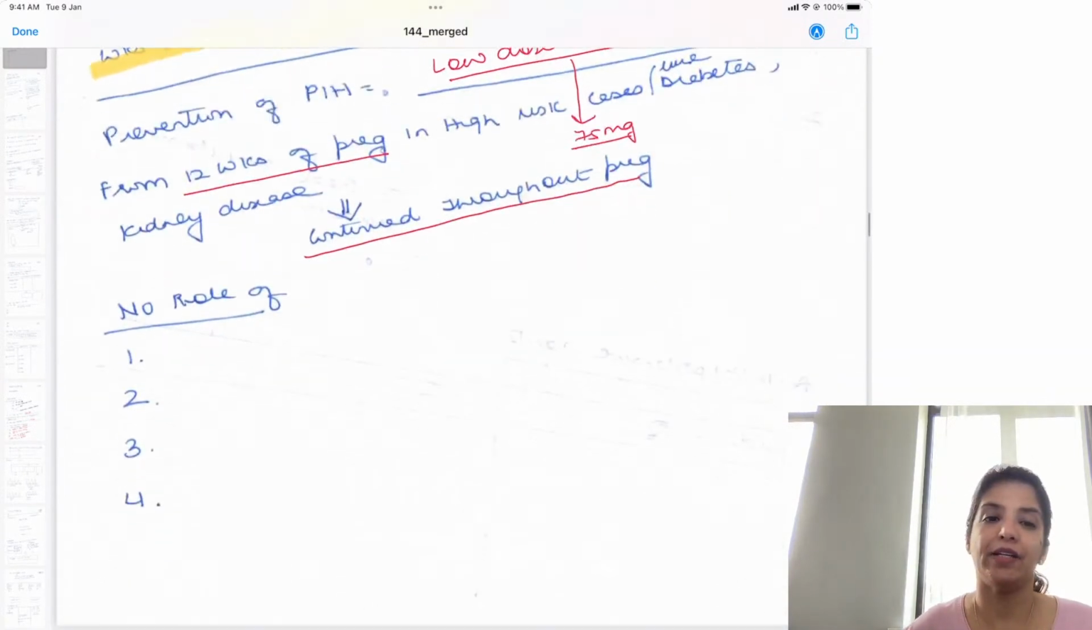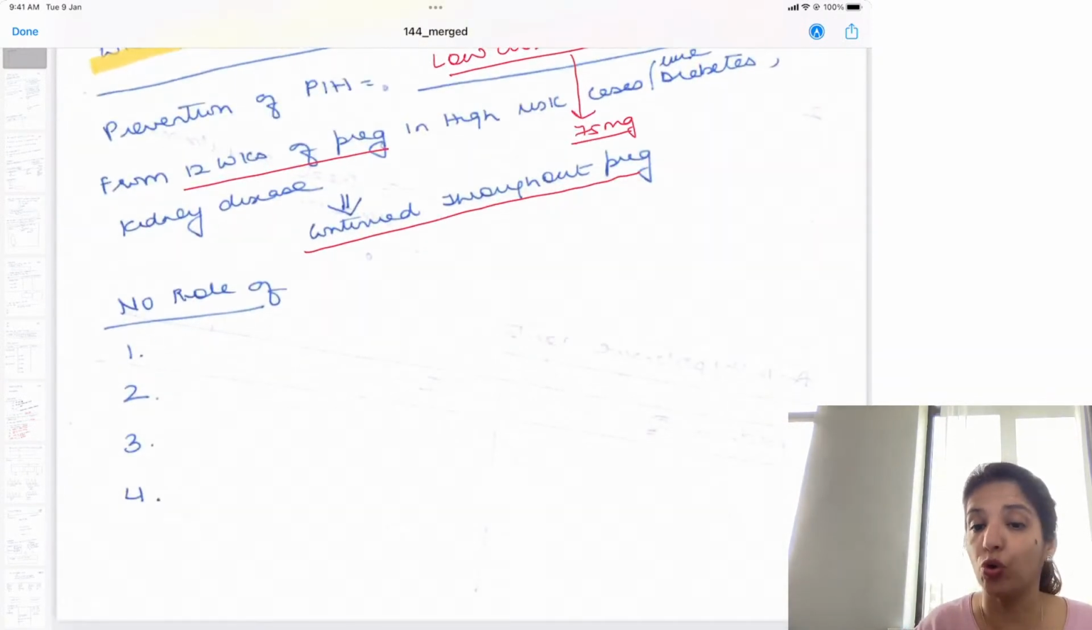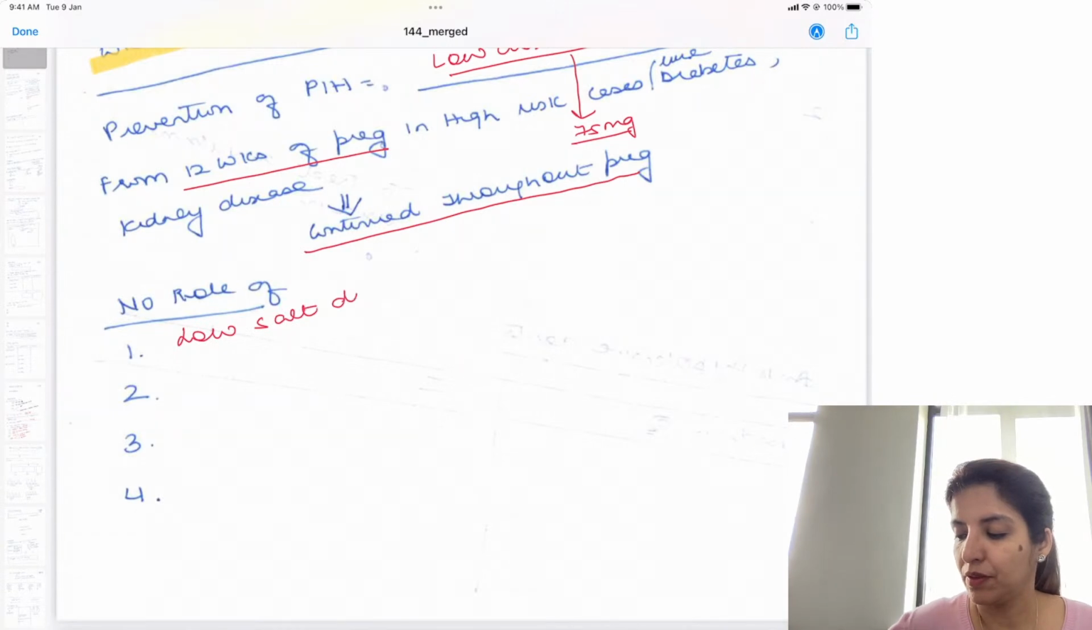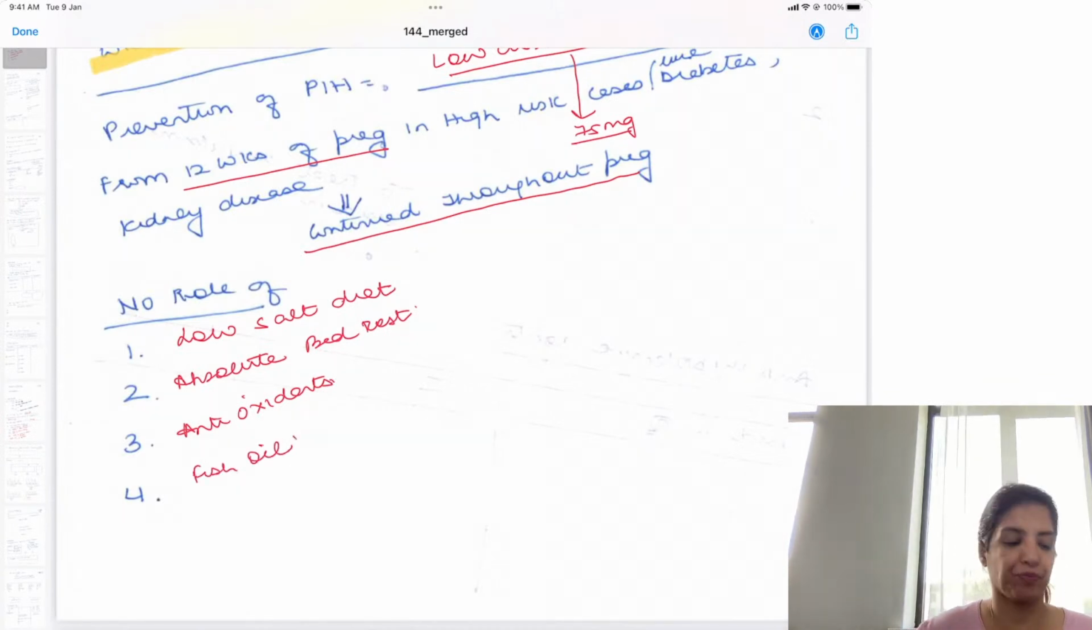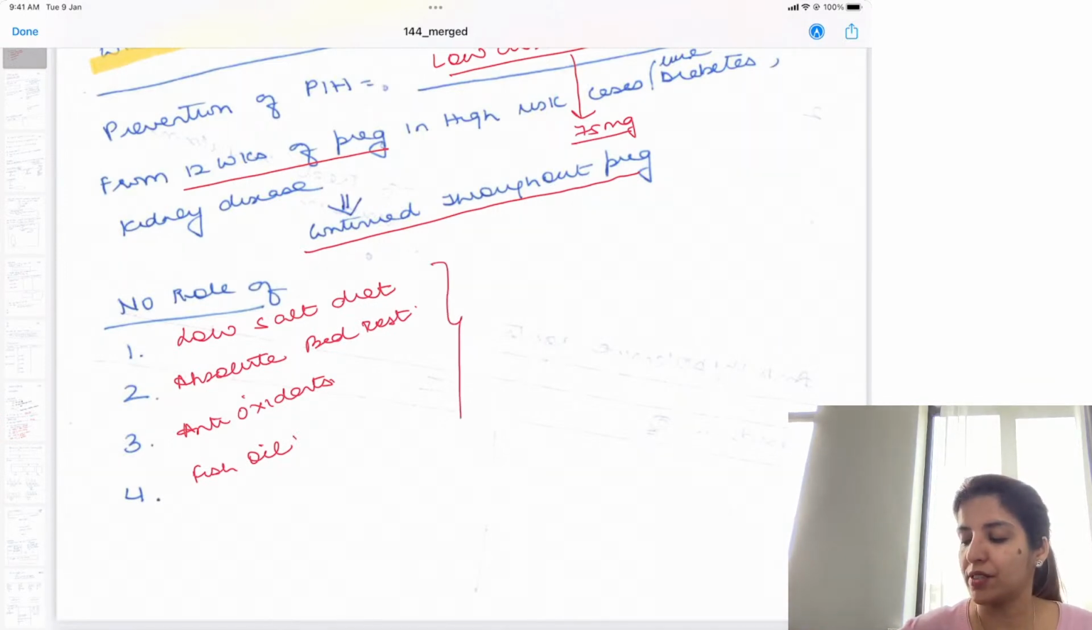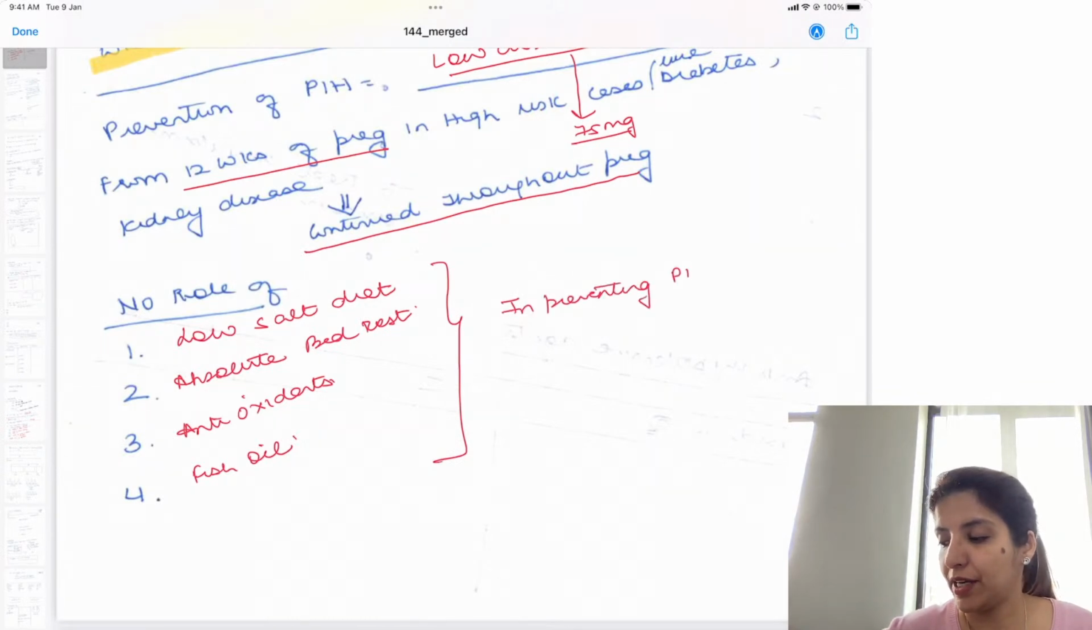Now please understand that there is no role of low salt diet. There is no role of absolute bed rest. There is no role of antioxidants. There is no role of fish oil. Right? There is no role of these things in preventing PIH.